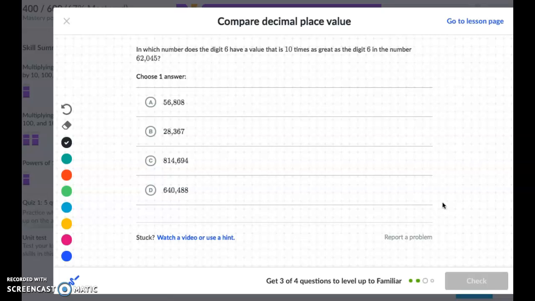In which number does the digit 6 have a value that is 10 times as great as the digit 6 in the number? So here, our digit 6 is in our 10,000s place. So if we want it to be 10 times as great, then we have to have that 6 be in the hundred thousands place. So we need to find a number where it has a 6 in the hundred thousands place. These are the only two with 100,000s. This is 800,000, this is 600,000, so that's going to be our answer.